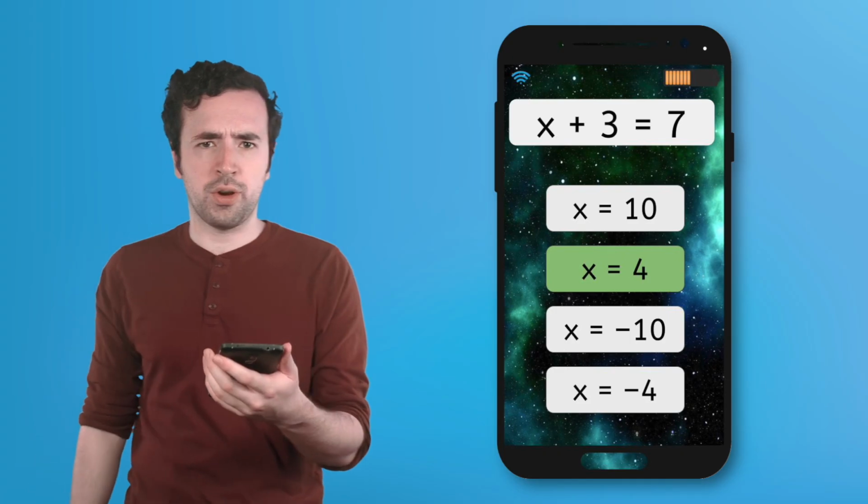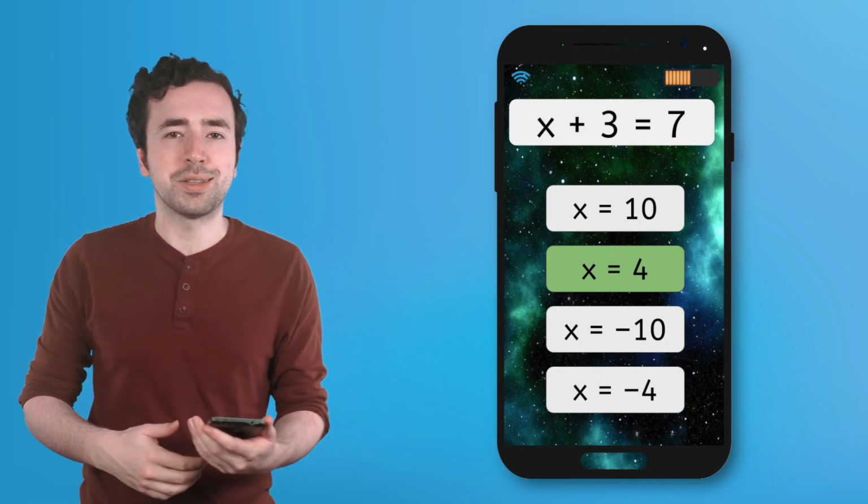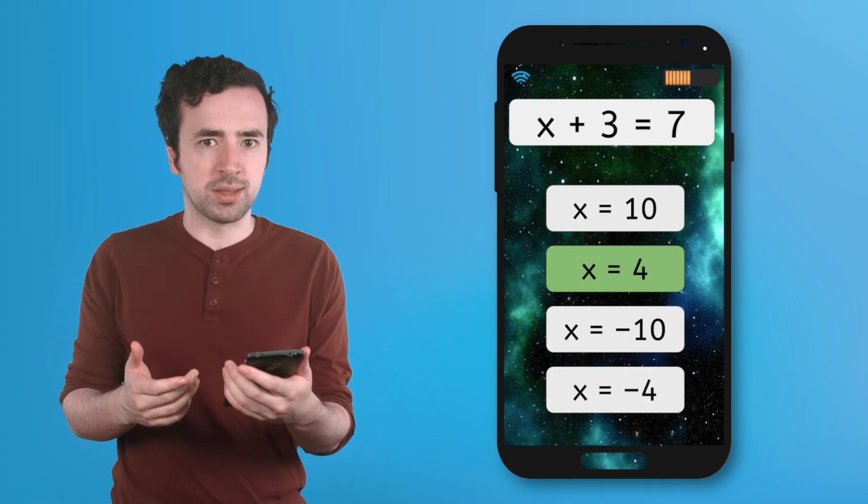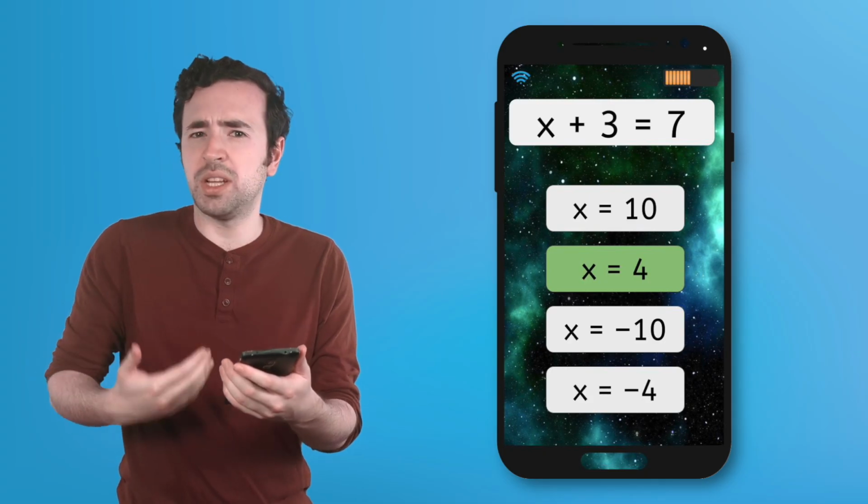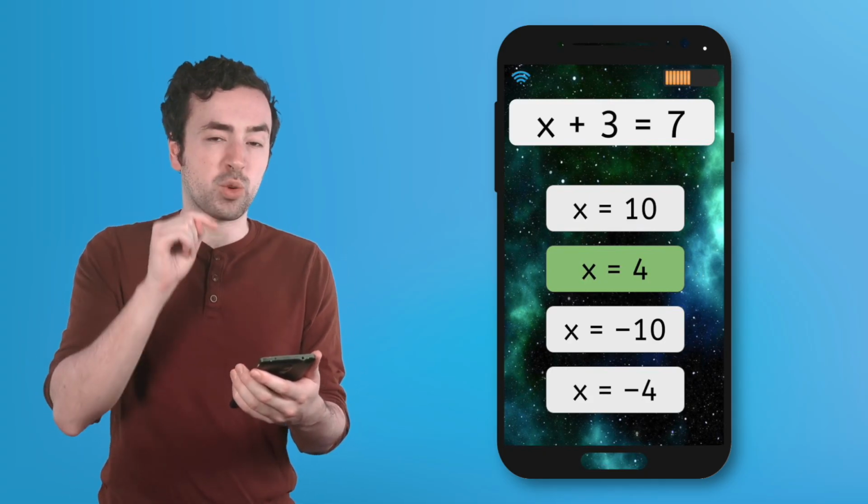Yes! New high score! Oh, hey, mathematicians. Didn't see you there. Sorry, I am super into this new game. It randomly generates one-step equations, and you have to race to solve them.